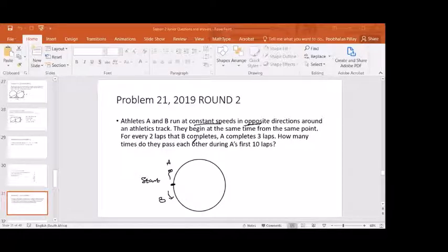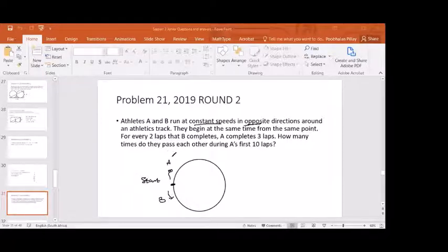It's given here that for every 2 laps that B completes, A completes 3 laps. The question is, how many times do they pass each other during A's first 10 laps? This is quite a tricky question because A goes 1 lap, 2 laps, 3 laps, and so on, and he does 10 of those. Having done 10, he comes back to the starting point. How many times has he passed B?